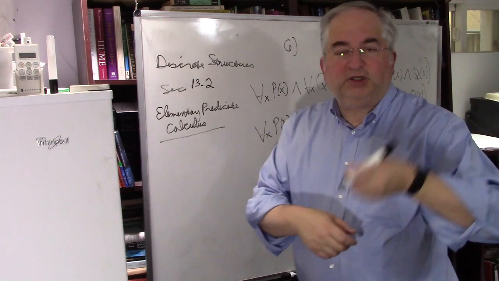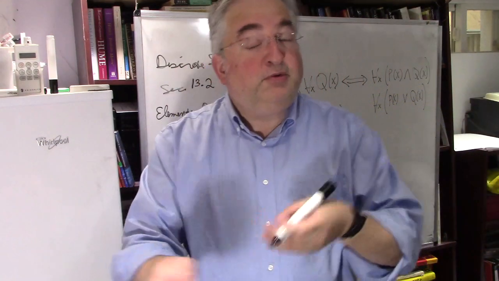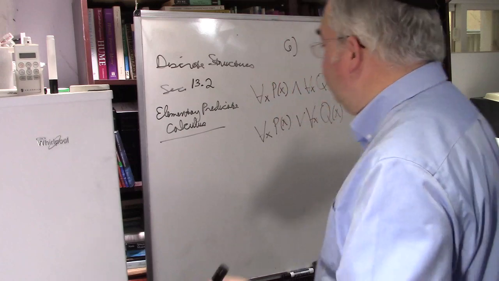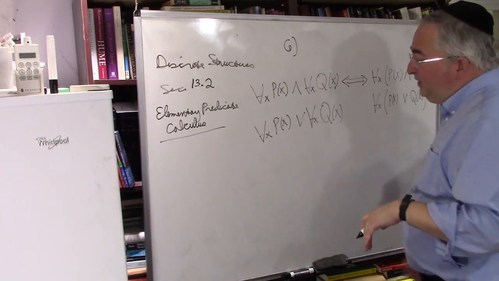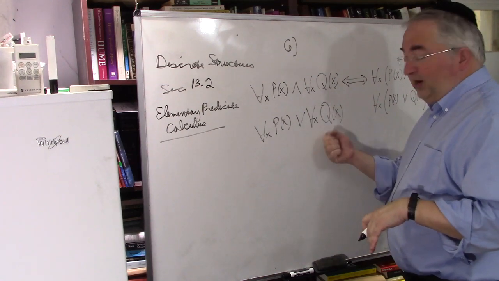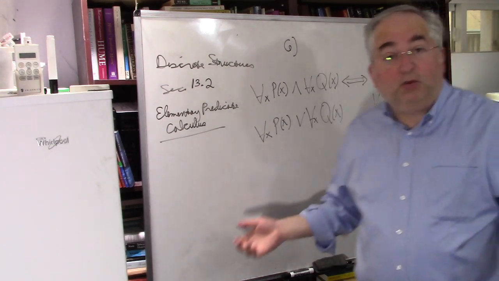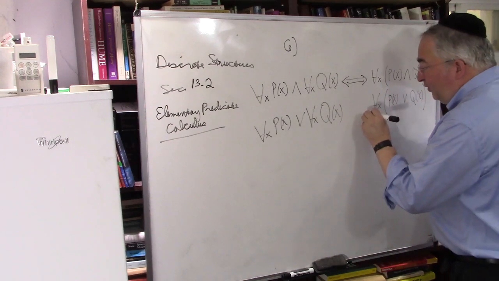some people are rich, some people are handsome, some people are both, some people are one. Everybody is rich or handsome. Does that mean that everybody's rich or that everybody's handsome? And the answer is no, it doesn't mean this. This is false.